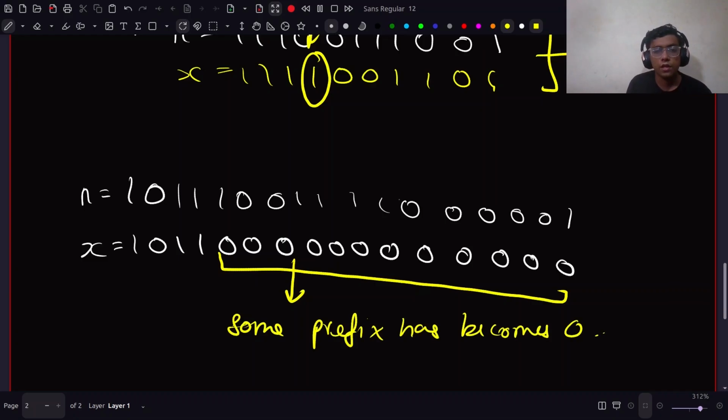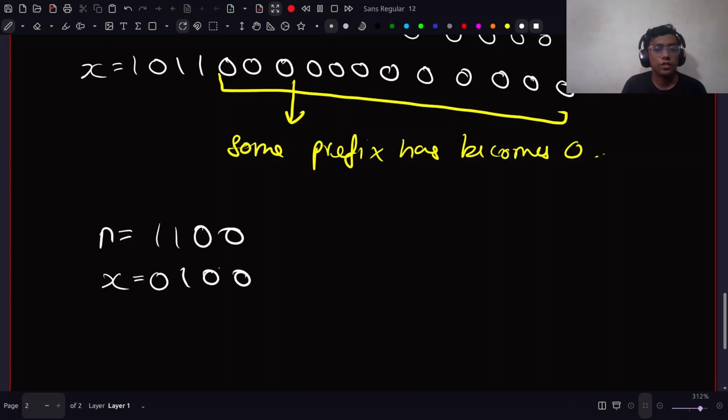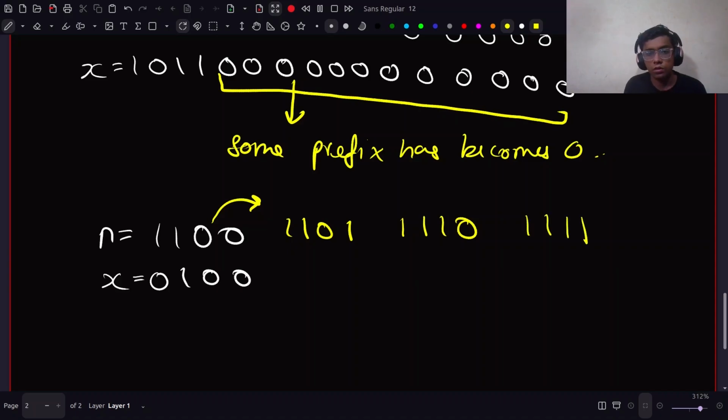Otherwise, for example, let's say we have n equals 1100 and x equals 0100, right? And this will not be possible because when you increment from n, the numbers we get are of this following form, right? 1110, then 1111, right? And we get, let's say, 1000, right?